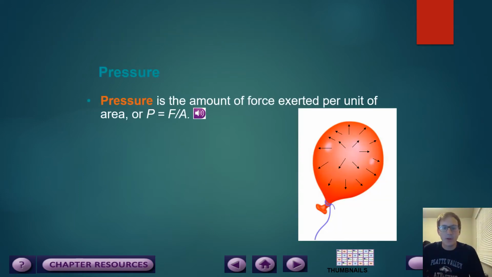So let's talk about pressure first. Pressure is the amount of force exerted per unit of area, or pressure equals force divided by area. If any of you have ever worked with pressure before, like air pressure in a tire, you hear of things called pounds per square inch. That's just talking about the amount of force being exerted outward per the area that it's exerted on.